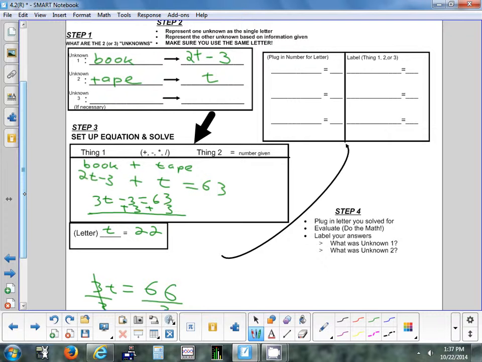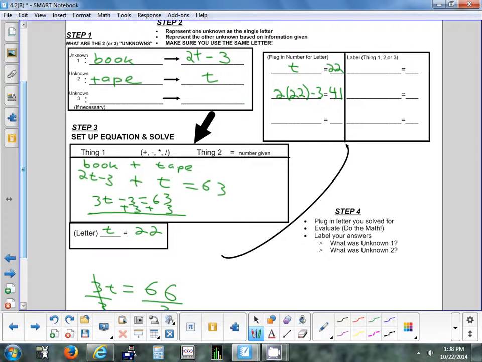So we're going to go back up. Here we're just going to copy down t equals 22. There's nothing to plug in because we already know the price of the tape. But the next one is the book. We have 2t minus 3. What's t though? We just figured it out. So we fill in 22 for t: 2 times 22, minus 3. And now what is 2 times 22? 44. 44, take away 3. 41. Okay. So now we've done all the work.